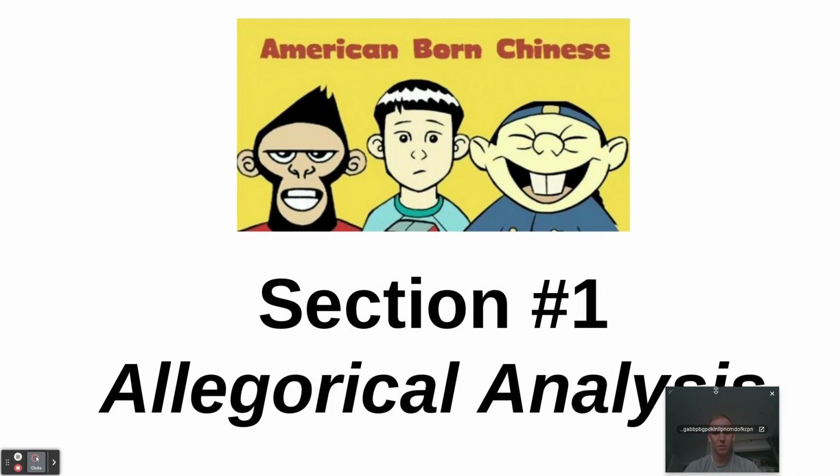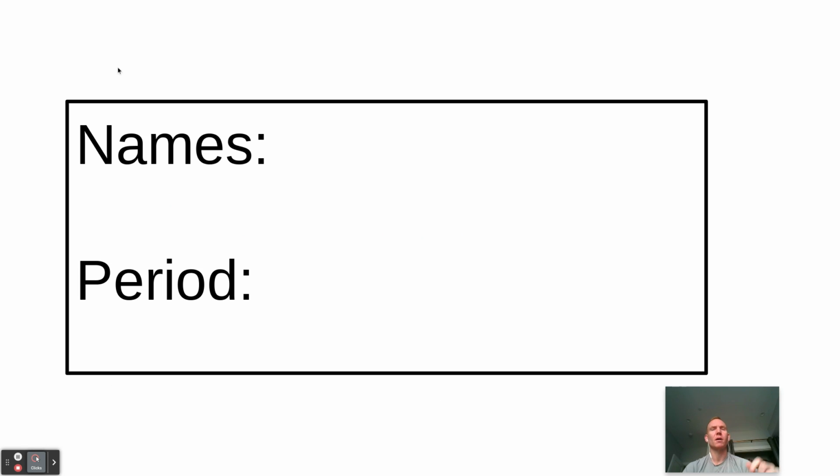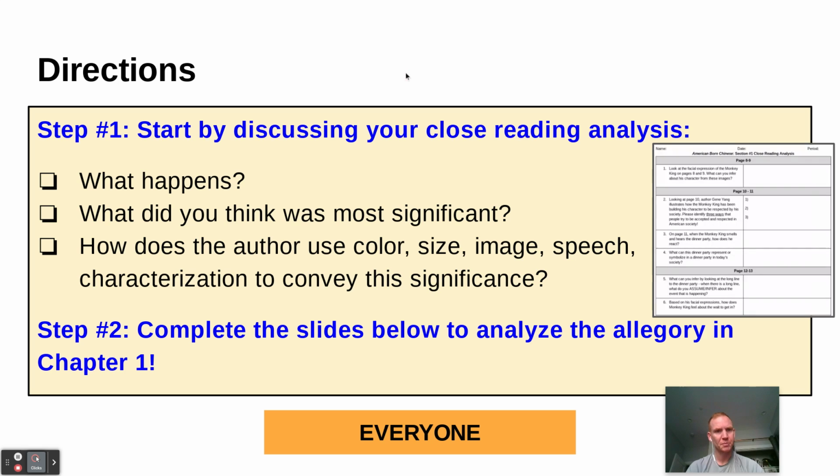So today you're going to be doing an allegorical analysis of the first section of American-born Chinese. Unlike the last group project that you did, everyone will turn in their own individual set of slides, but you are working together to complete these. So where it says names, you can put everybody's name who's in your group. First name is fine. You don't have to do full names, and the period number.